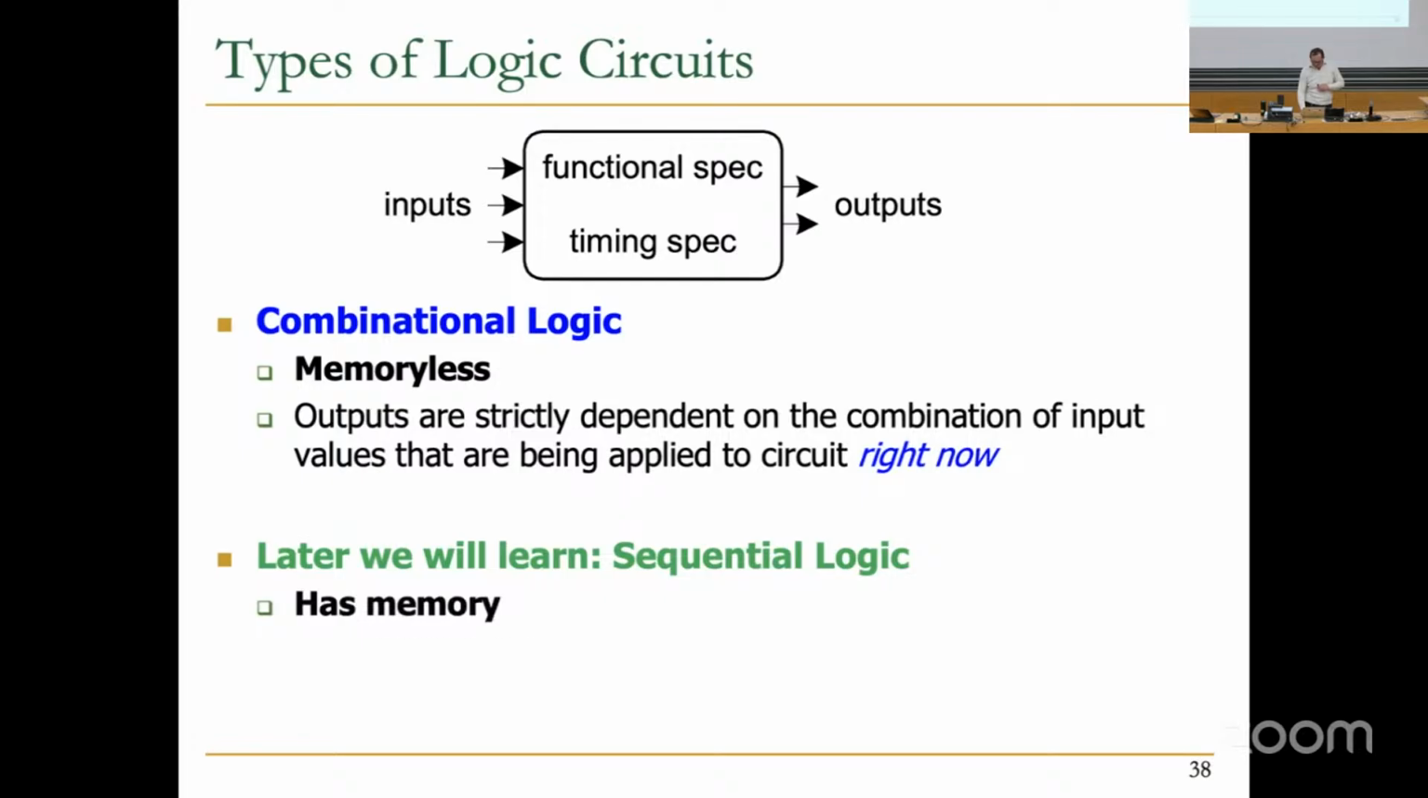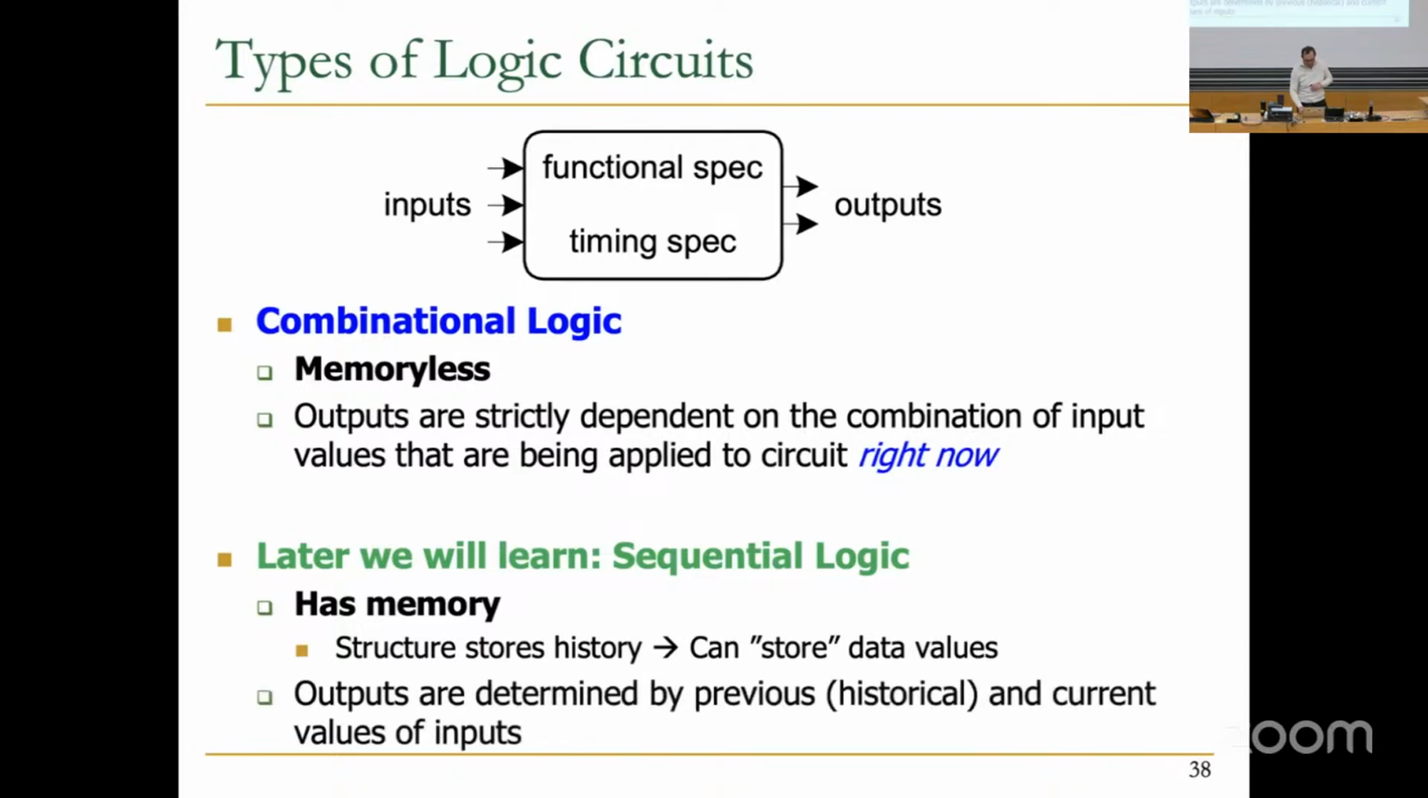Later, we will learn sequential logic, later meaning next week. It has memory. Structure stores history, and this can store data values. Clearly, sequential logic plus combinational logic together is very powerful, as we will see. And in sequential logic, outputs are determined not only by the combination of the current inputs, but also by historical things that are stored in the circuit, as we will see, like in memory.